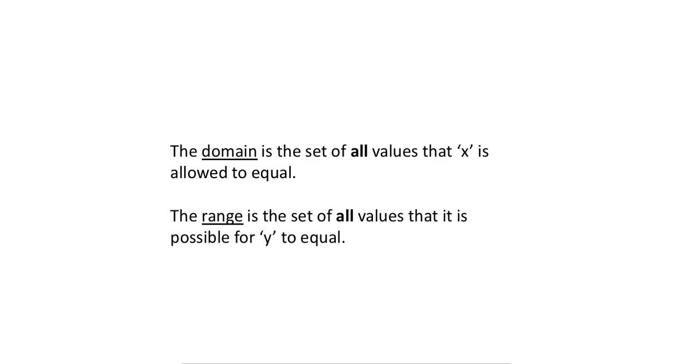The range is the set of all values that it is possible for y to equal. So it's really the same concept, but for the y variable. The wording's a little bit different because the presumption here is that you are choosing values for x and then using the relation to get a corresponding value for y. But really the topics are the same, the concepts are the same. The domain and the range are the same idea, but the domain is for the x variable, the range is for the y variable. All right, so let's take a look at an example.